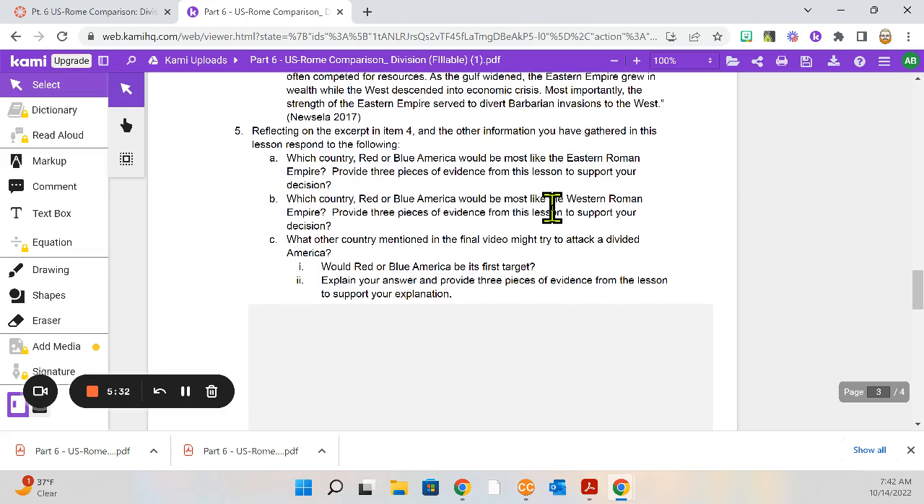You're going to be doing your own thought experiment. Which country, red or blue America, would be most like the Eastern Roman Empire, becoming wealthier, stronger? Provide 3 pieces of evidence to support that decision. Then the flip side: which country, red or blue America, would be most like the Western Roman Empire, weaker, declining, more vulnerable? Again, provide 3 pieces of evidence to back up that decision.